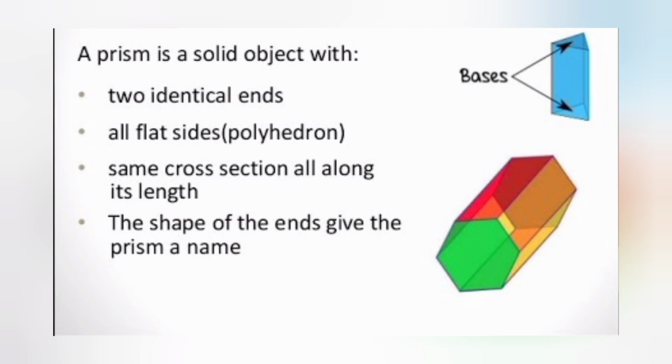Thus, we can say that a prism is a solid object with two identical ends called the bases, all flat sides, that is, a polyhedron, with the same cross section all along its length. The shape of the ends gives the prism a name. That is, the base decides the name of the prism. So, according to this base, we have different types of prism.